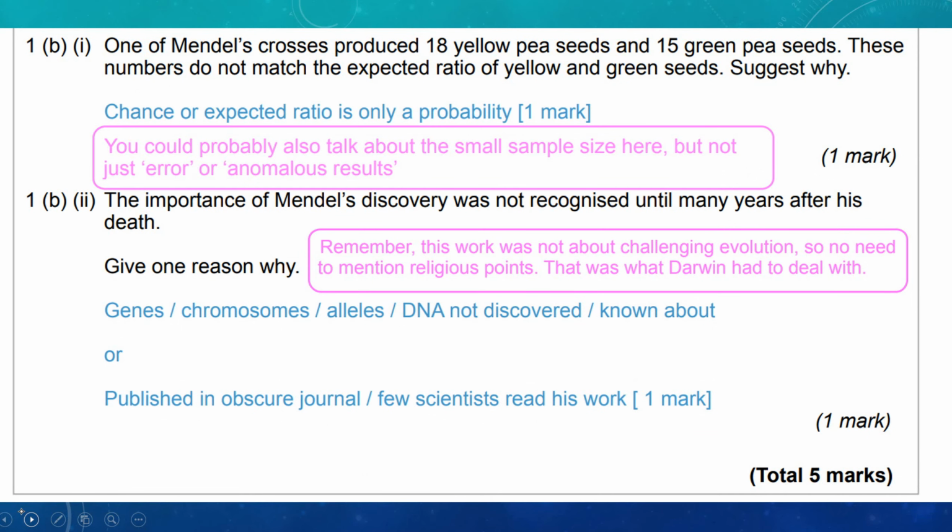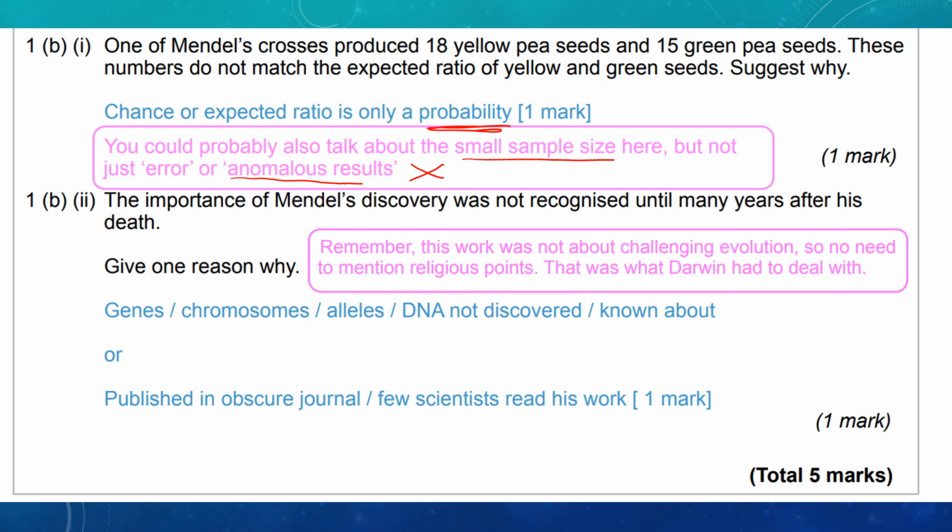For the second part, why did he not get this 3-to-1 ratio that he expected here? That chance or expected ratio is only probability. You could also say that he had quite a small sample size here, but it's not just an error, and they certainly are not looking for anomalous results.